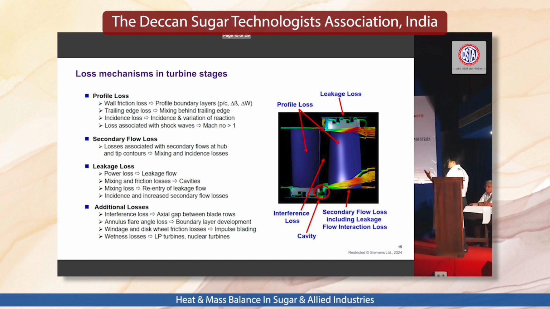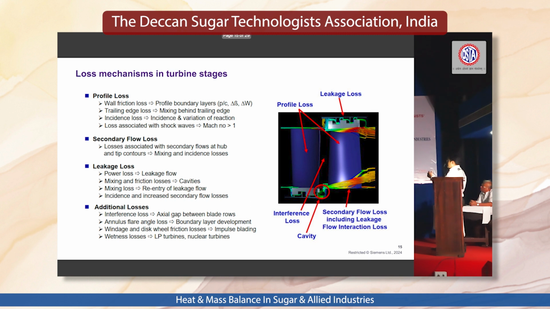This is very much the need, to keep on improving. First of all we have to find where the losses are in the steam turbine, so that we can do the R&D to reduce those losses. Losses are basically the profile losses, because of the wall friction losses, because there will be a layer of steam on the blades, and because of that boundary layer there will be friction losses. There are trailing edge losses, and there are incidence losses when the steam is incident on the blades.